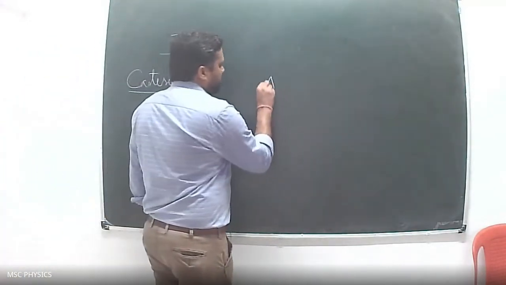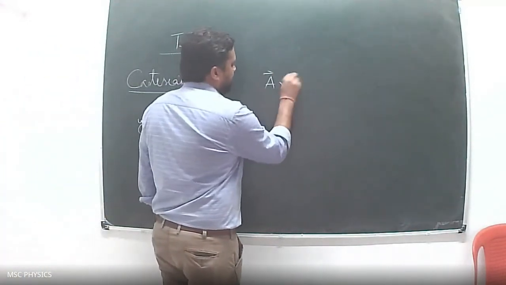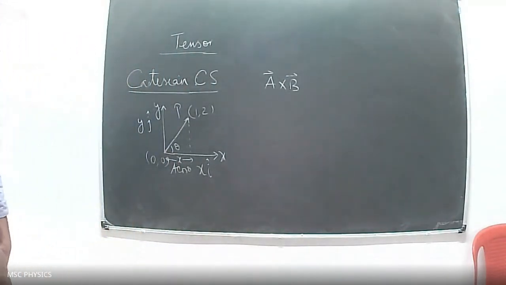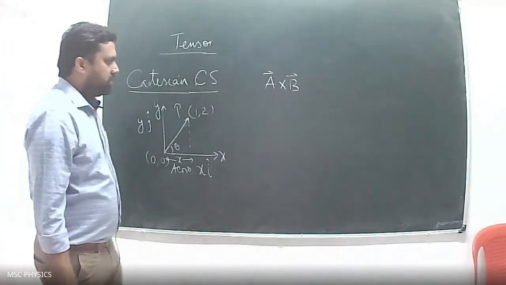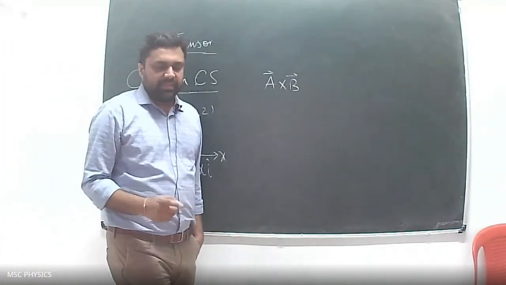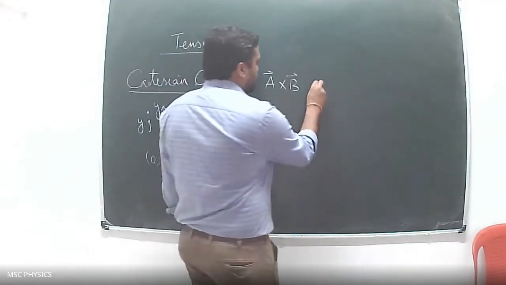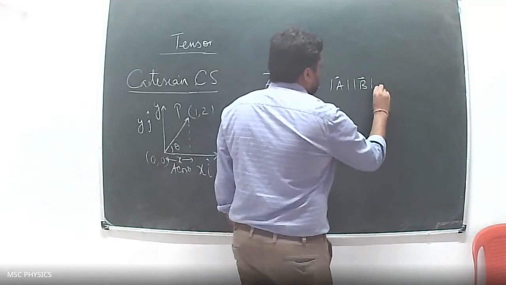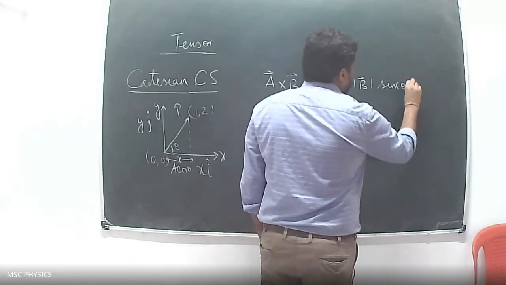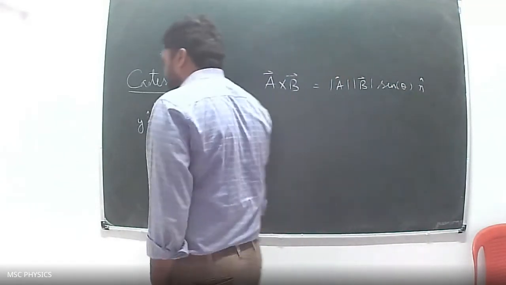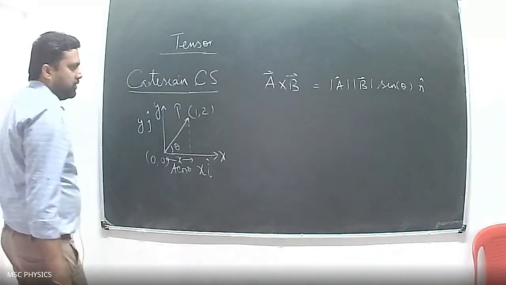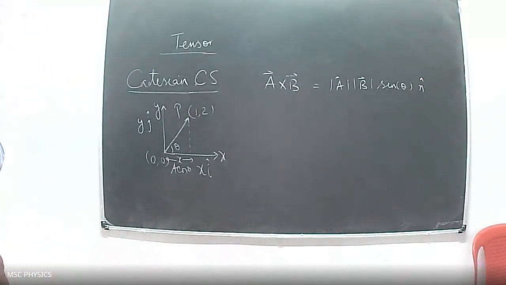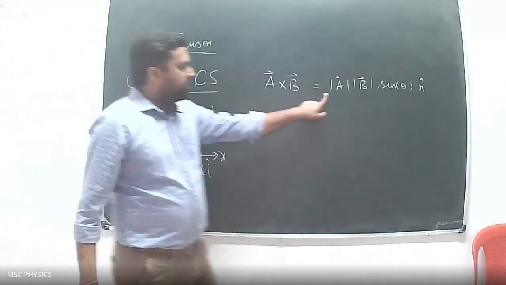Let us talk about A cross B. Unlike the dot product, it is also called the vector product, or cross product. The resultant is a vector. The vector is like this: magnitude of A, magnitude of B, sine of the angle between the two, and a direction n. This is the direction normal to both A and B. So this is the magnitude and this is the direction.